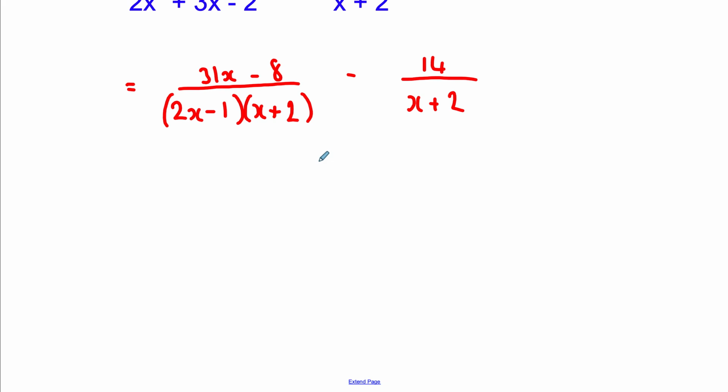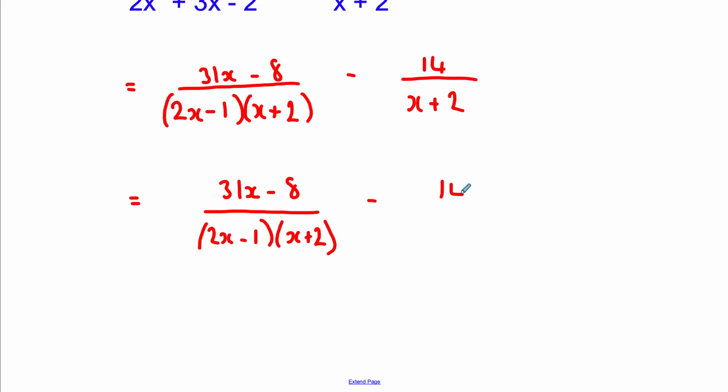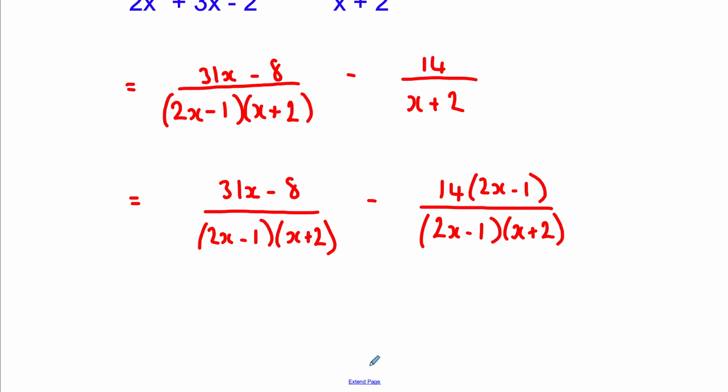The reason this is much easier now is because on this right hand fraction I only have to times top and bottom by 2x minus 1, and I don't have to do anything to the left hand side. The left hand side is ready to be added to the right once the right has that same denominator. So I'm going to times the numerator by 2x minus 1 and the denominator by 2x minus 1. And then we can bring them together.